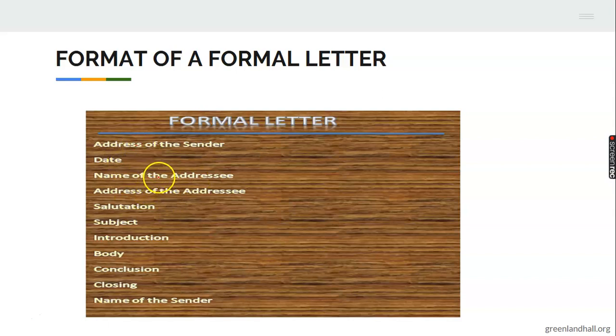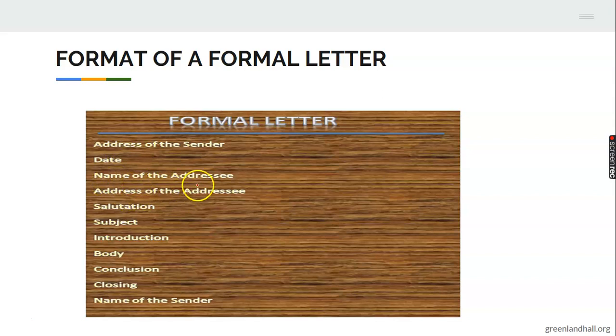Then after your address is the address of the recipient, the addressee, who is the receiver of the letter. And that comes immediately after your address on the left hand side of the margin. And this one, you don't put a date here at all. Your date should only be with your own address, no date here.